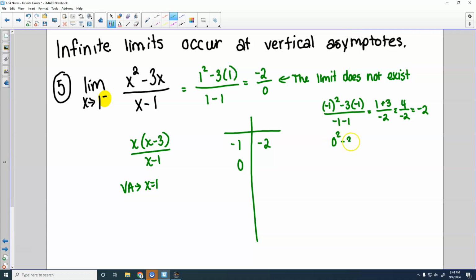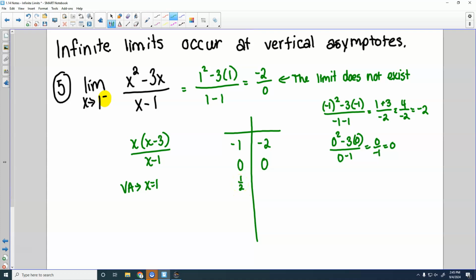We've got 0 squared minus 3 times 0 over 0 minus 1. That's going to give us 0 over -1, so we'll get 0 for that. 2 points is not enough to say positive infinity. You need to keep going because it could do something else. We don't want to plug in 1 because 1 is going to give us undefined. So we need something between 0 and 1. I would do maybe 1/2.